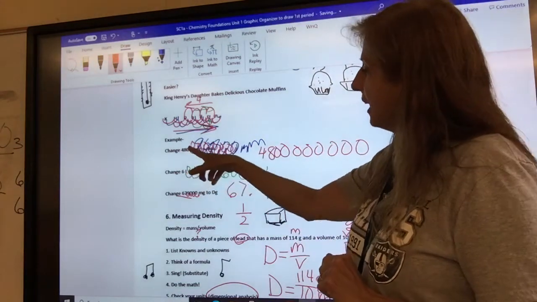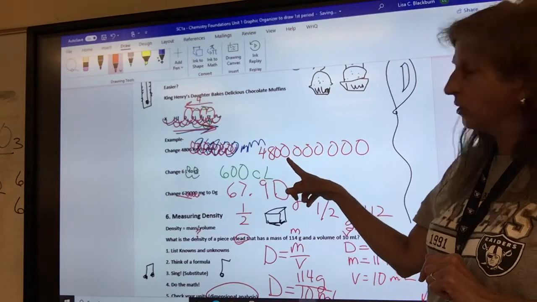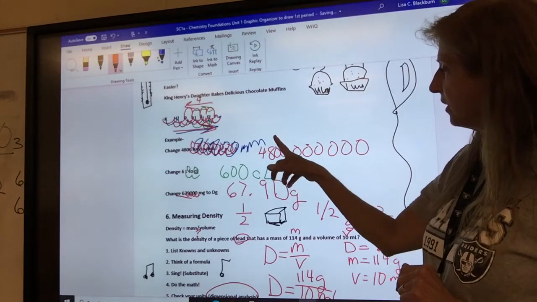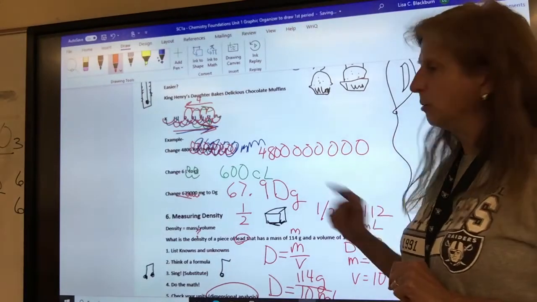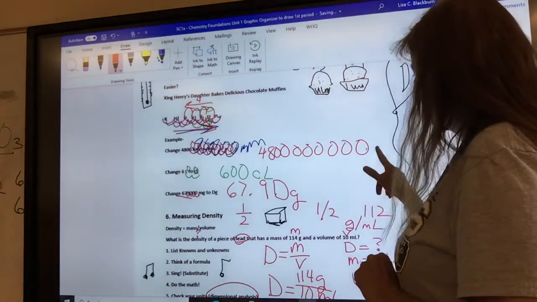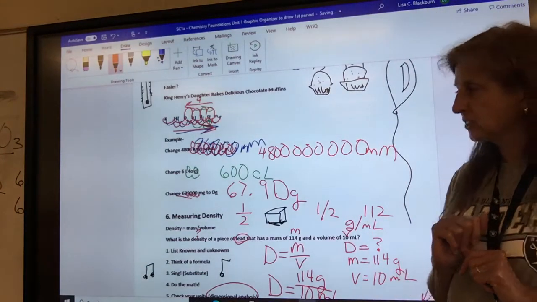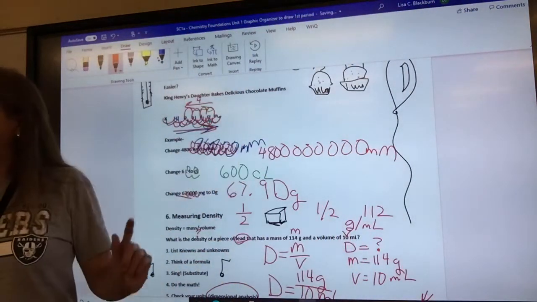All right, so anyway, you add your 6 zeros. So we have our 4,800 we started with, plus our 6 zeros, and here's the number: 4,800,000,000 millimeters. Any questions about how I did that? Let's do another one. So you just add the zeros that you augmented with the frog jumps.